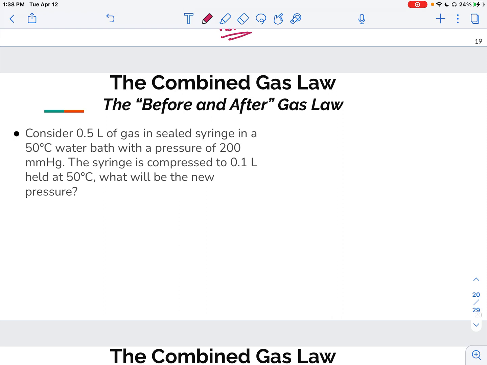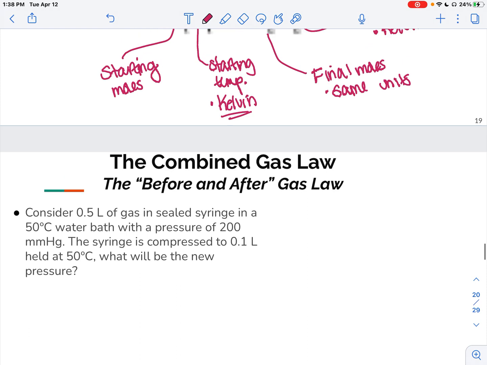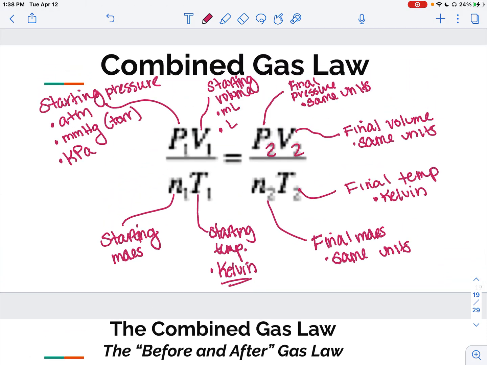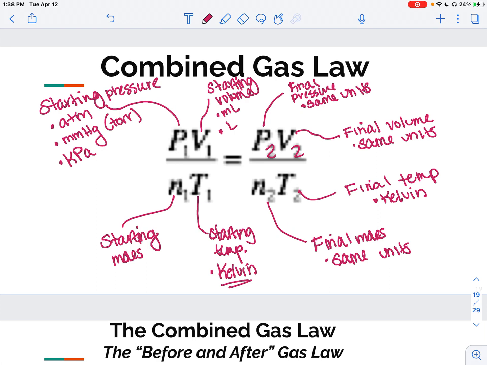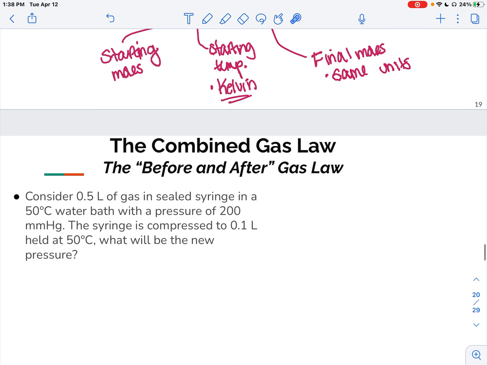The first thing you should do is go through and label all of your givens with a variable. If you're not sure what the variable should be, look here. That's why I listed the units here. This says consider 0.5 liters of gas. It doesn't say whether that is pressure, volume, or temperature. So you find the one where I wrote liters and realize that's volume, so that's going to be V. I'm going to call this one V1 because it's the first volume.